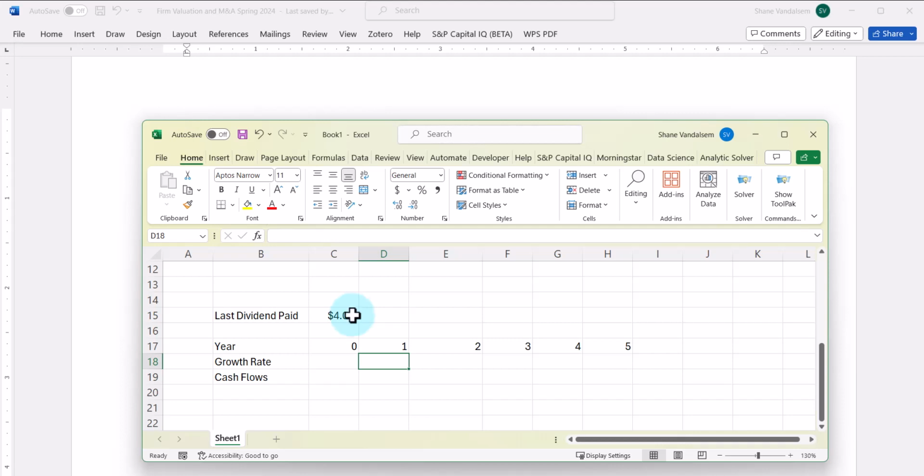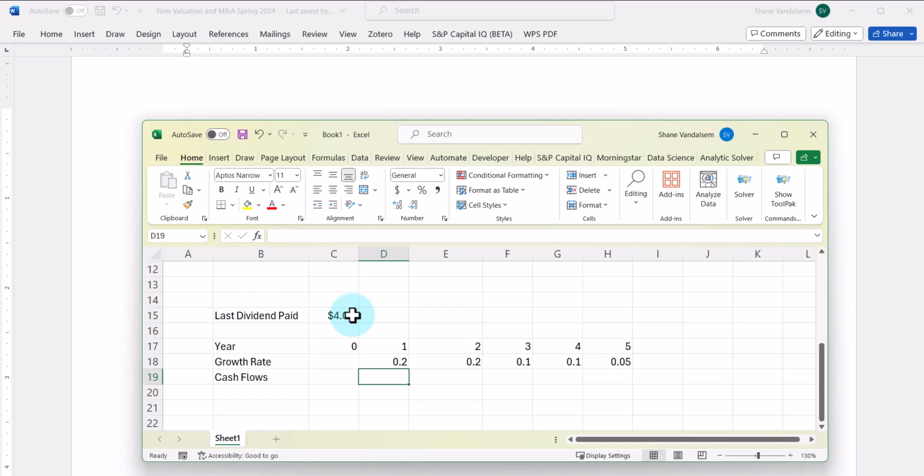The growth rate for the first year is 20%, for the second is 20% or 0.2, for the third year is 0.1, for the fourth year is 0.1, and then after year 4 we expect a 5% growth rate for the foreseeable future at that point.